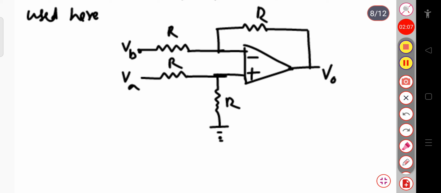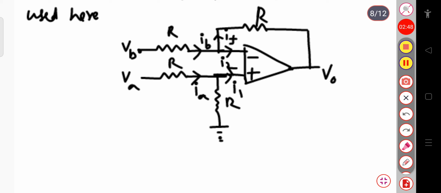All the resistances used here are R. Across the feedback resistor I will take the current IF, the feedback current. Across the non-inverting terminal the current is I1, and across the inverting terminal the current is I2. Across the resistor at VB the current flowing is IB, and when the voltage VA is given the current is IA. In this way I can draw the subtractor op-amp circuit.